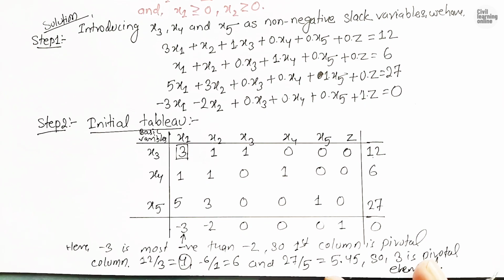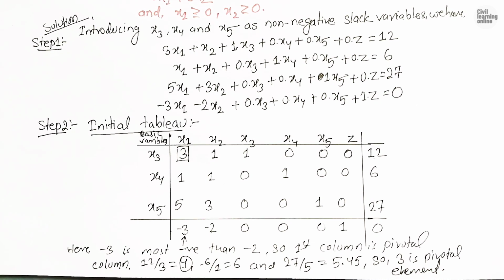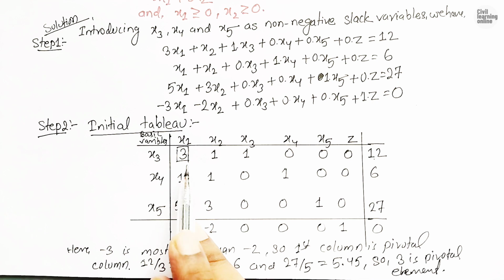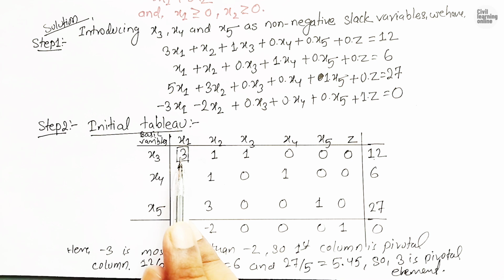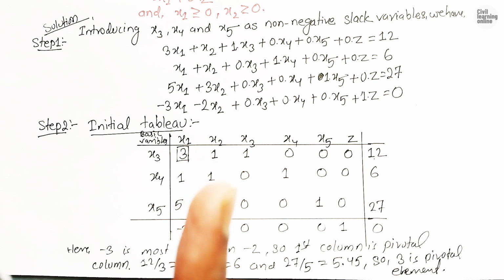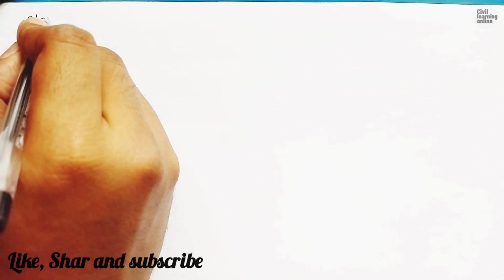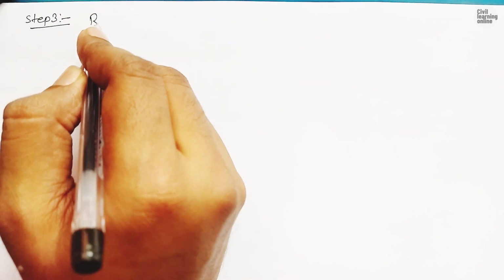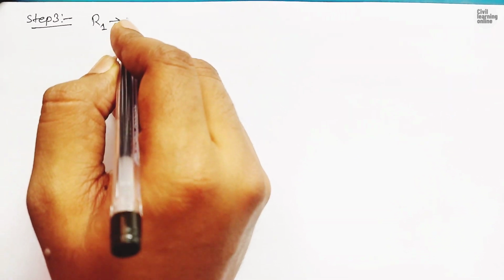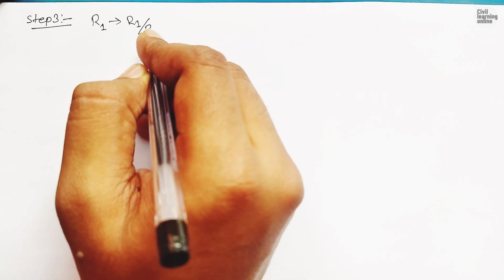Now in the simplex method, we have to convert the pivotal element to unity. So we have to do an operation here, that is R1 implies R1 divided by 3. If we divide the elements of R1 by 3, this 3 will get converted into unity. That will be our step 3, and in step 3 we apply the operation on row 1. So write down here: step 3, and in step 3 we do R1 implies R1 divided by 3.